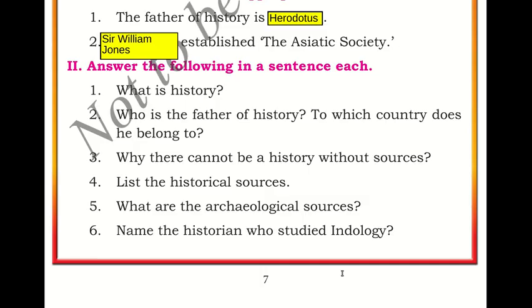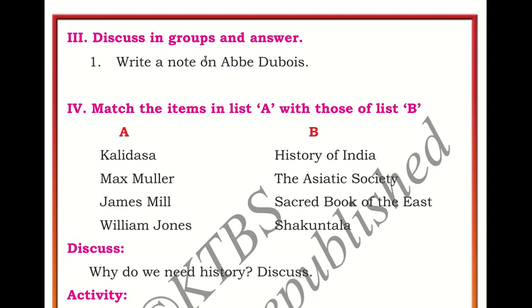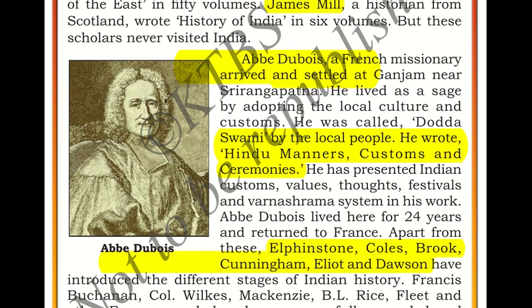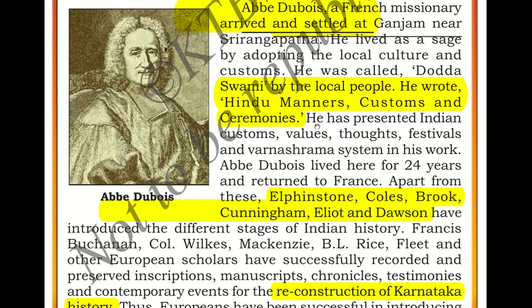Okay. Let's move on. The next one is discuss in group and answer. Write a note on Abbé Dubois. So for this one, I'll just point out the important points that you need to add. You need to start from here where we start learning about Abbé Dubois. So he was a French missionary and he arrived in Ganjam near Srirangapatna. He lived as a saint by adopting the local culture. You need to write that he was called as Doddaswami and his work is Hindu manners, customs and ceremonies. You can add up until here where he returns to France. Okay, so you need to add all these to your discussion up until here.